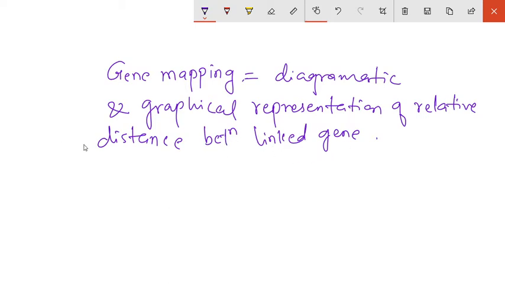We already discussed about the linked genes. The linked genes means on the chromosome, when the genes are closely placed on the chromosome, they are known as the linked genes. Okay. So the gene mapping means it is a diagrammatic and graphical representation of the relative distance between the genes, or between the linked genes. It is known as the gene mapping.